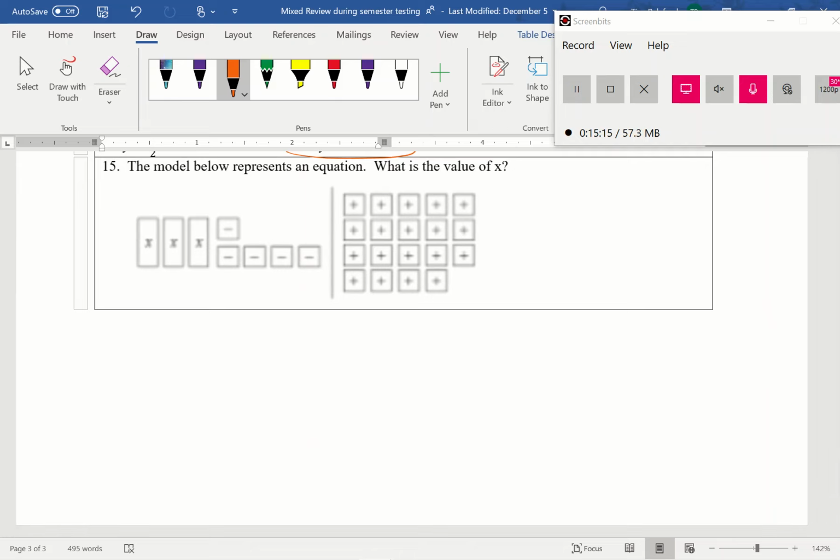Model below, you have 3 x's and 1, 2, 3, 4, 5 negatives equal 1, 2, 3, 4, 16, 17, 18, 19. You need to solve this equation. Draw your river, plus 5 both sides, divide by 3 both sides. You'll have it in no time.